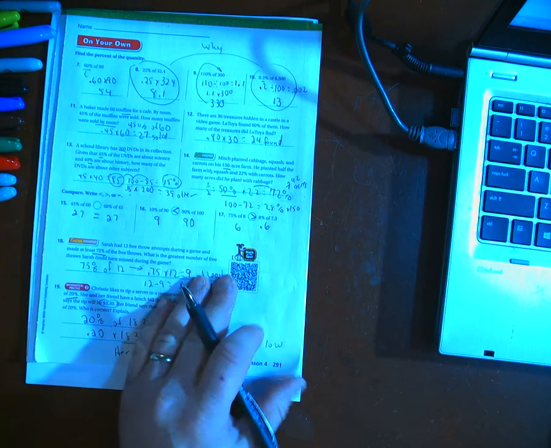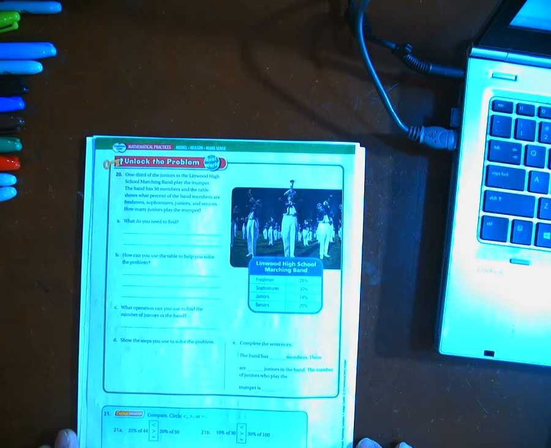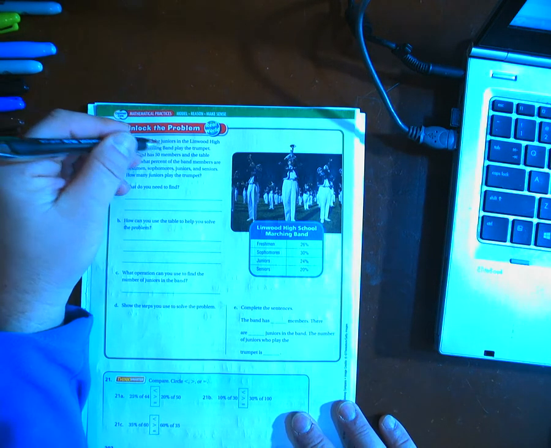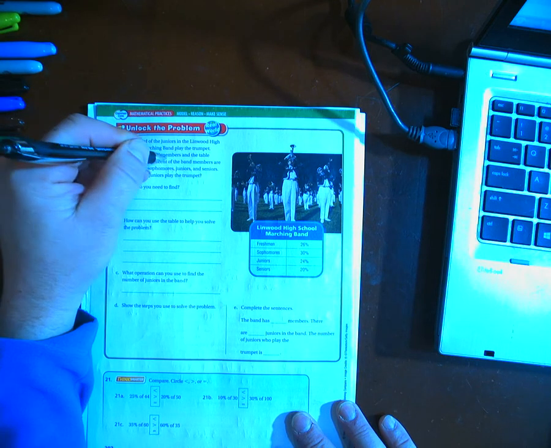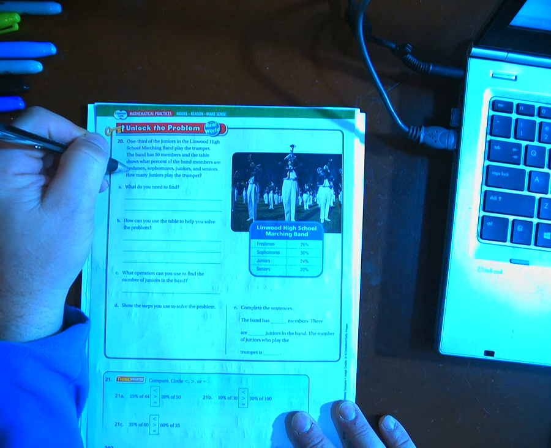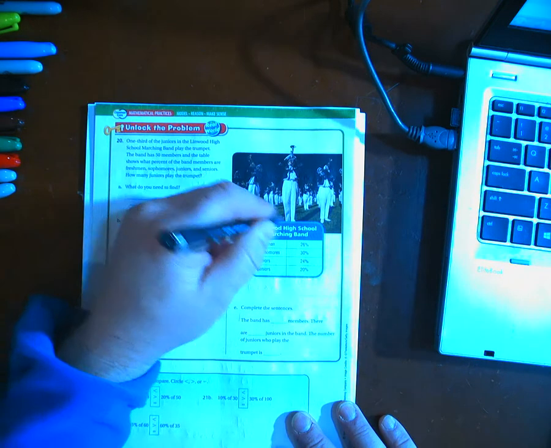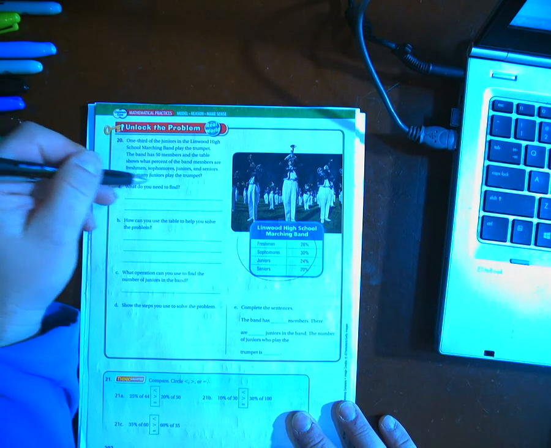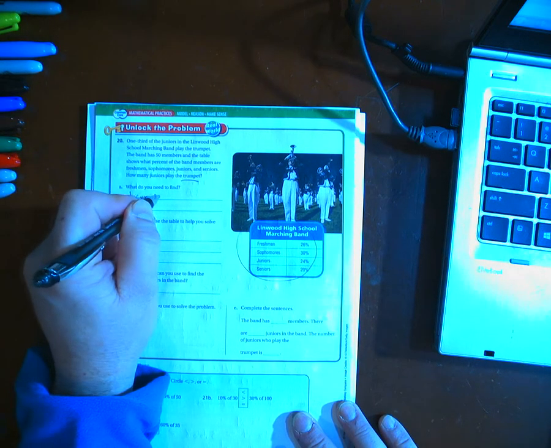Okay, let's take a look at the back. Okay, so let's run through this. I know this is a long video. 1/3 of the juniors in Linwood High School marching band play the trumpet. The band has 50 members, and the table shows what percentage of the band members are freshmen, sophomores, juniors, and seniors. So here's our table. What do you need to find? How many players play the trumpet? So we need to find trumpet players.